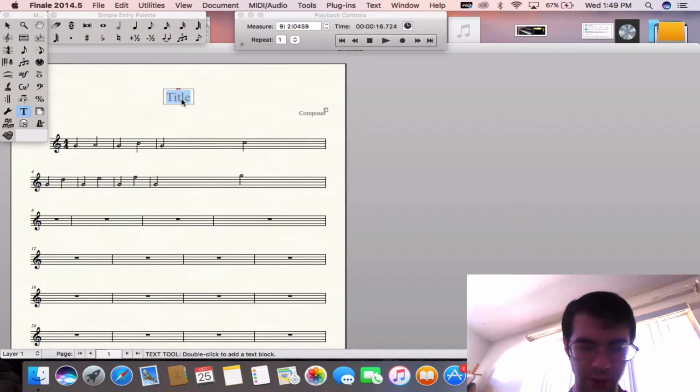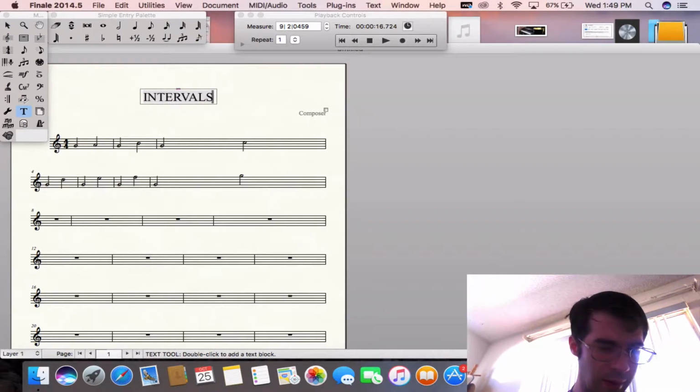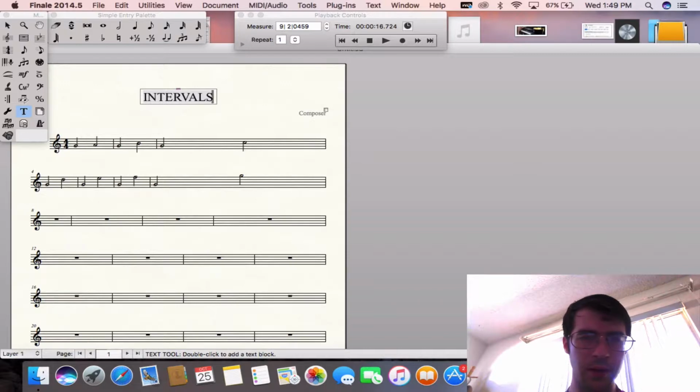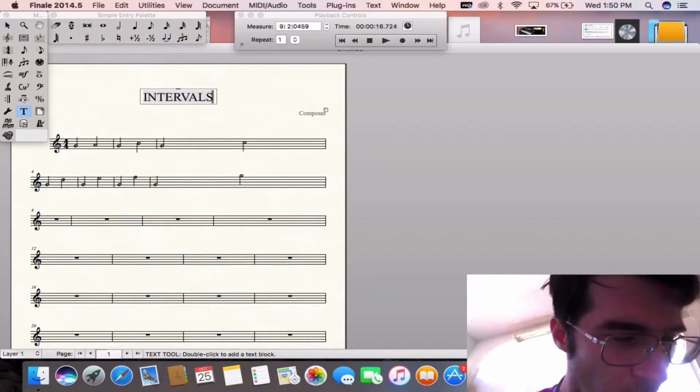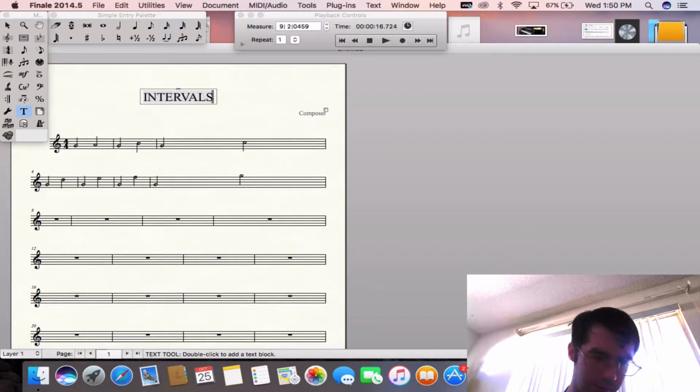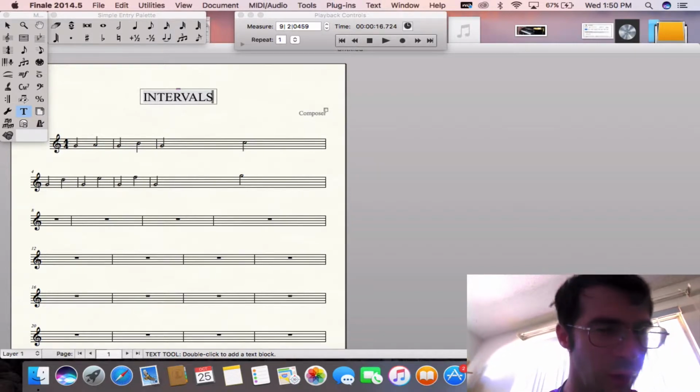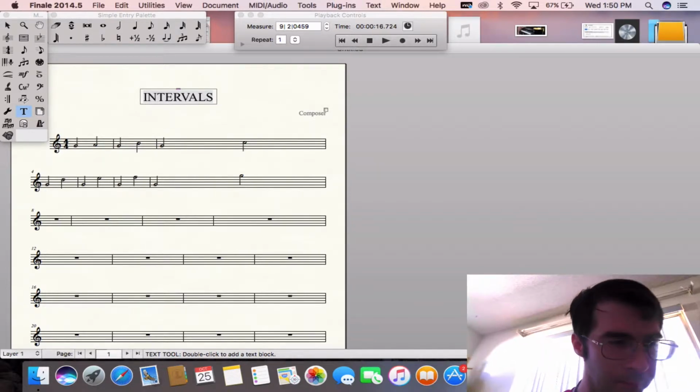Now when I say intervals, a lot of people get confused, they don't know what it is, and it's simply enough. An interval is just the distance between one note and another note. That's it. One is usually higher than the other, and so on and so forth. So that's what we're talking about today.